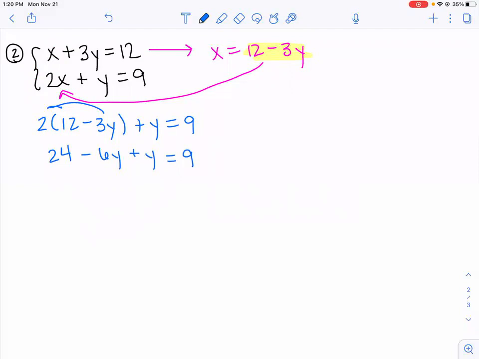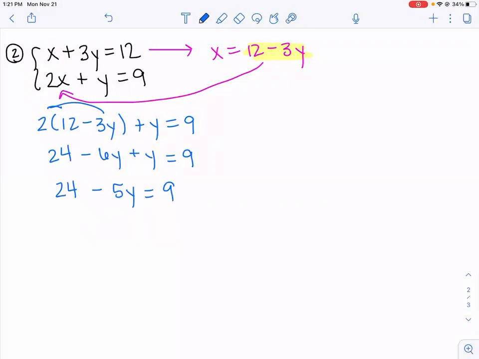Okay. This is where we're at. So negative 6y plus y. Do you see what I mean? So when you add it, would it be negative 5y? This time we're getting negative 5y. Okay. So we have 24 minus 5y equals 9.